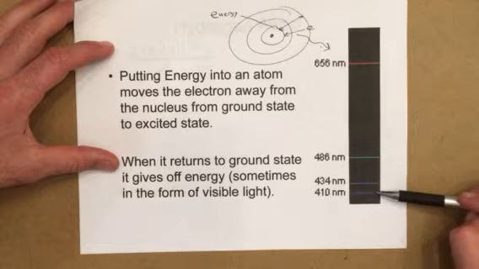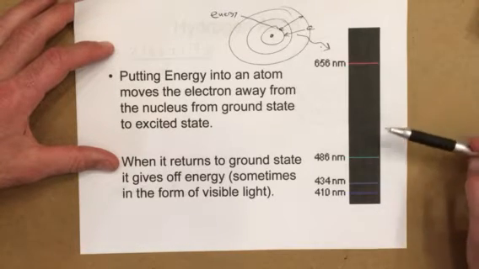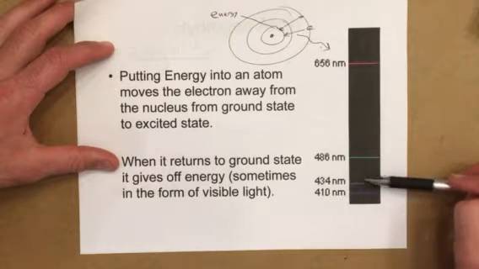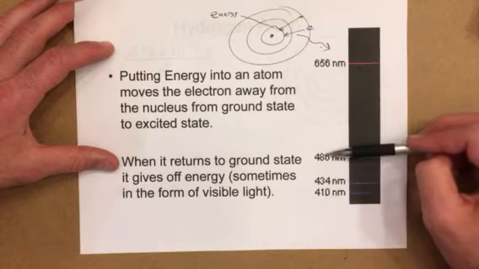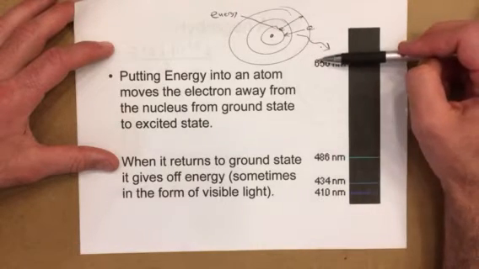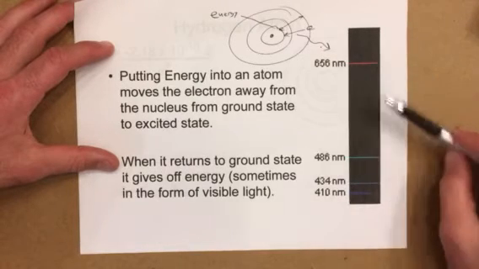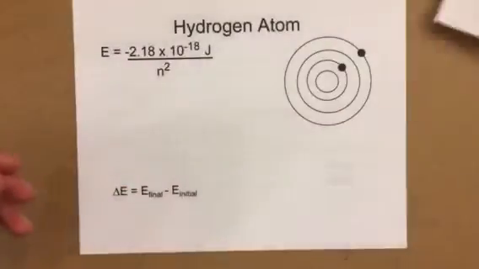Hydrogen happens to have 4 different colors of light that are given off within the visible spectrum. There's a violet one with a wavelength of 410 nanometers, a blue one with 434 nanometers, a green one with 486 nanometers, and one that's red with 658 nanometers. So why does it produce only these 4 colors of light and nothing else?